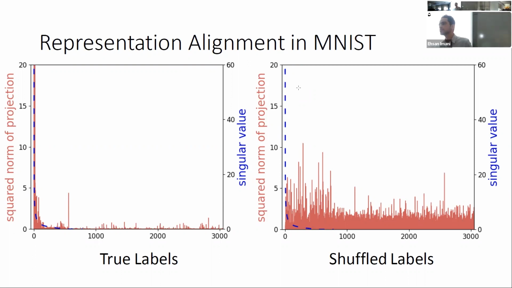Did you evaluate this representation alignment on different data sets, using different pre-trained networks? Without the neural networks, just from the representation of the data set, right?